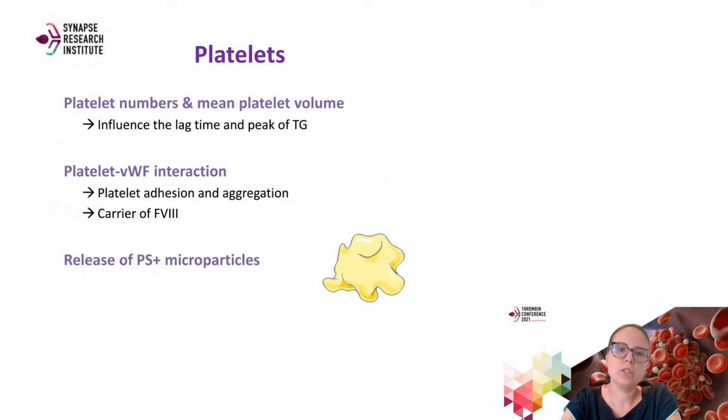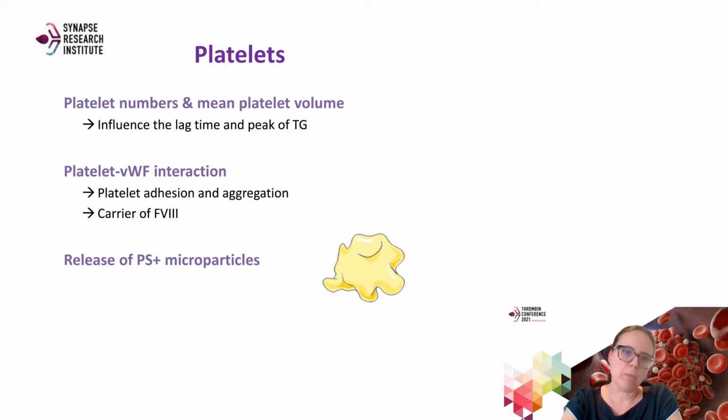Also, the platelet numbers and the volume of the platelets influence their effect on thrombin generation. We see that if you have an increased number of platelets, but also an increased volume, the lag time of thrombin generation is reduced and the peak is increased. So they have a more procoagulant phenotype.